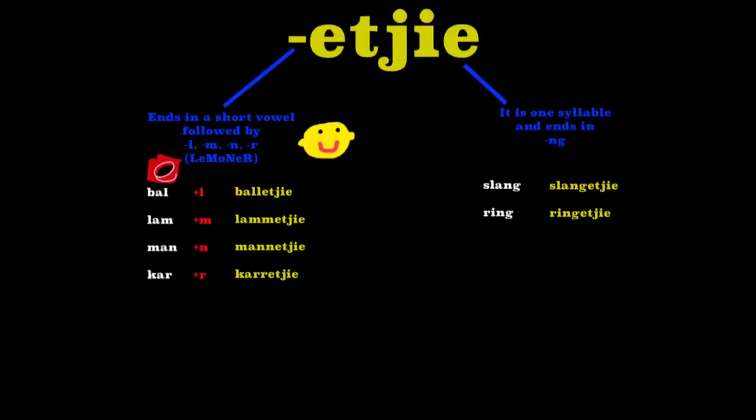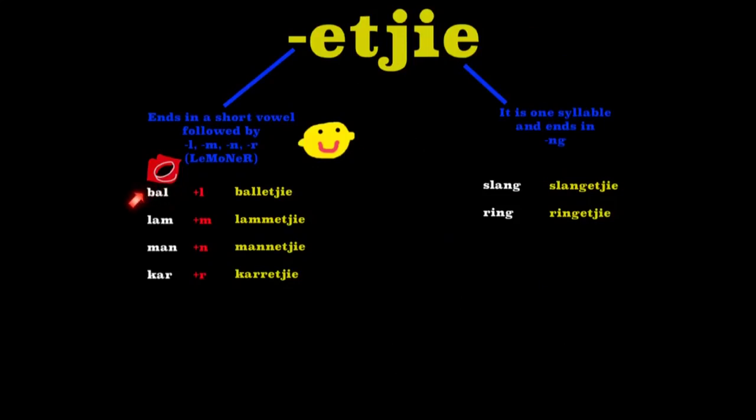The other group is words that end in a short vowel that are followed by L, M, N, or R, which I think spells out lemona. And I assume that there's a person in the world who is so etchy or itchy that he's had to become a lemona and squeeze lemons all over his skin all day so he doesn't get itchy. And it's made him smaller.